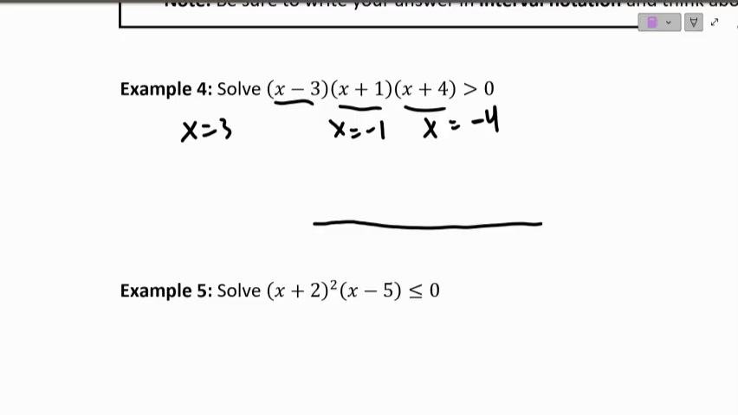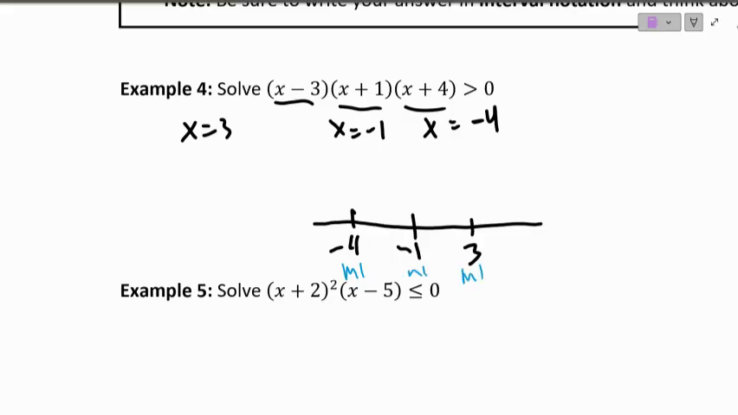Now, what we're going to do is draw a line and make it a number line. And we're going to put those numbers in order of how they would show up on a number line. So -4 would be first, then -1, then 3. And what I'm going to take into account as well is their multiplicity. So in this case, their multiplicities are 1, 1, and 1.